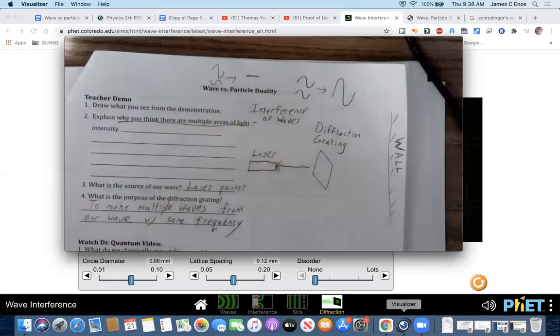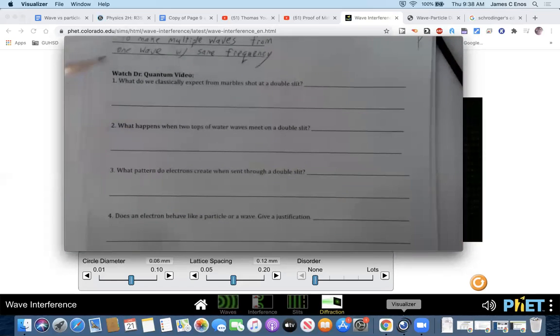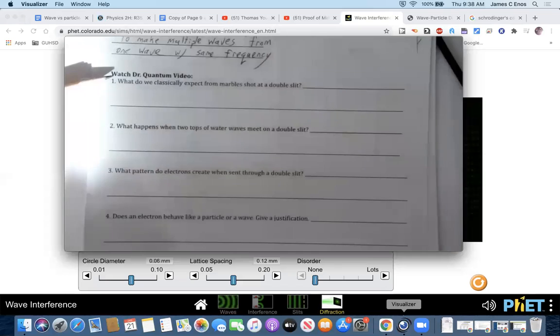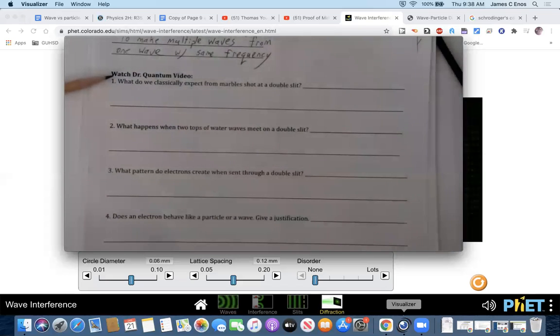So what we're going to do next is we're going to get down to here, this Dr. Quantum. Dr. Quantum is a really good friend of mine. He's actually one of my best friends. He was one of my roommates in college. We go way back. We still text one another.